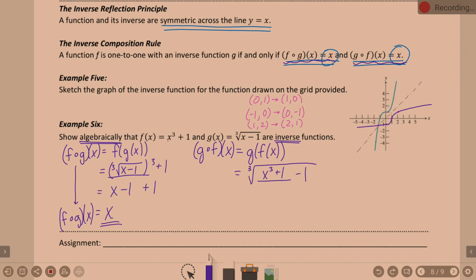Okay, do some cleanup. What do you know under the radical? X cubed plus 1 minus 1 is going to be x cubed. So now I have the cube root of x cubed. What's the cube root of x cubed? X. So what did I just show here? G composed with f of x is equal to x.